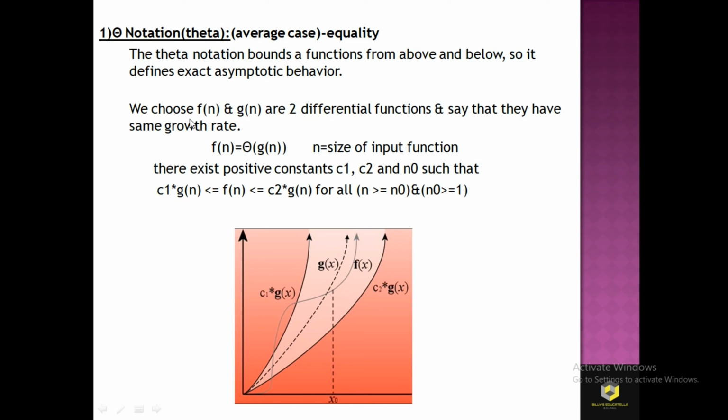So let us discuss it in a mathematical way. We choose f of n and g of n as two functions and say that they have the same growth rate. If we take a linear function, the time complexity will also be linear. If we take a quadratic function, the time complexity will be quadratic. So f of n is equal to theta of g of n.